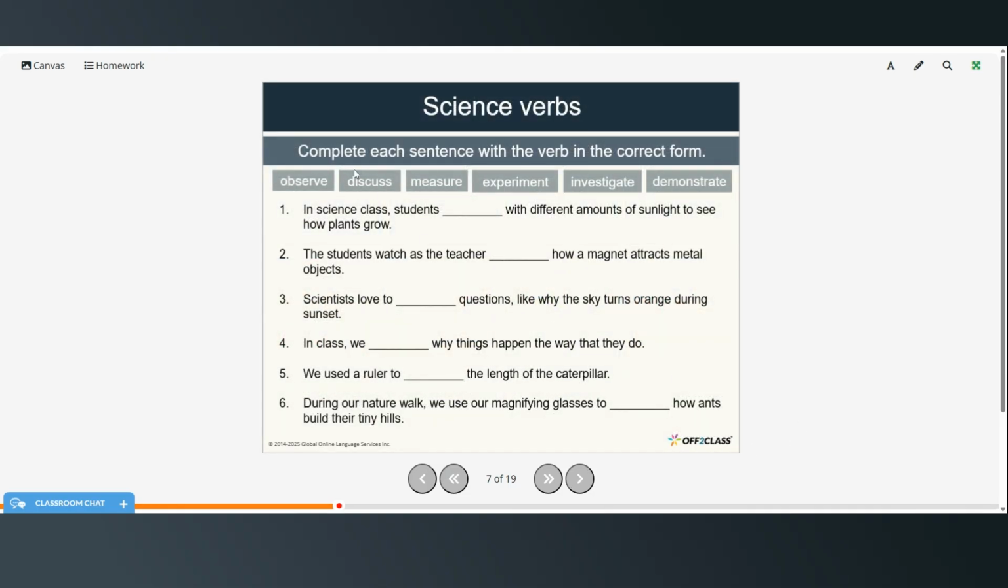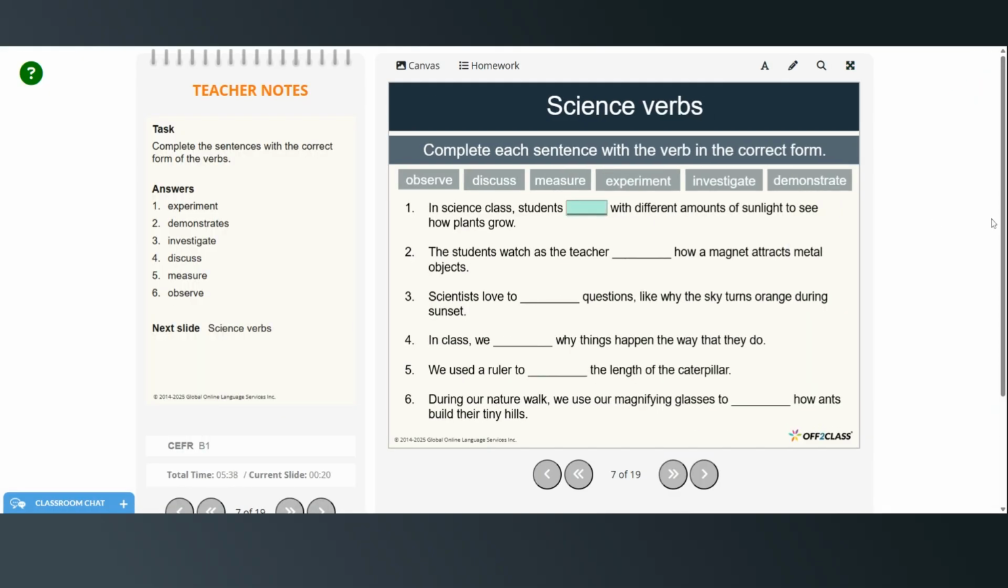All right, now you can pause the video and complete each sentence with one of the science verbs in the correct form, and then restart when you're ready to check your answers. All right, so number one, in science class, students experiment with different amounts of sunlight to see how plants grow. The students watch as the teacher demonstrates how a magnet attracts metal objects.